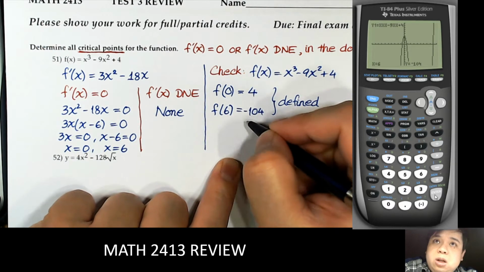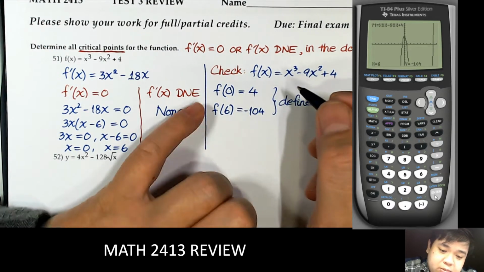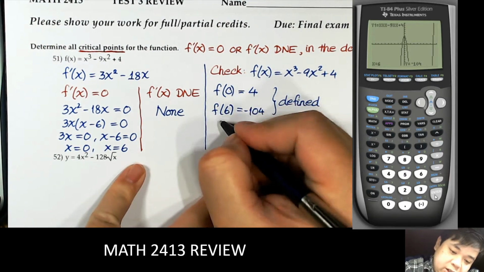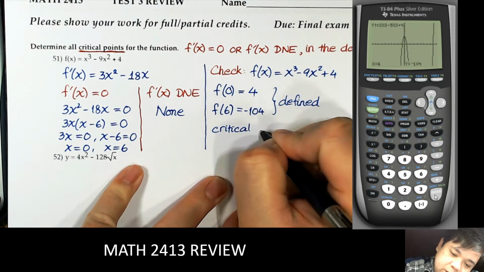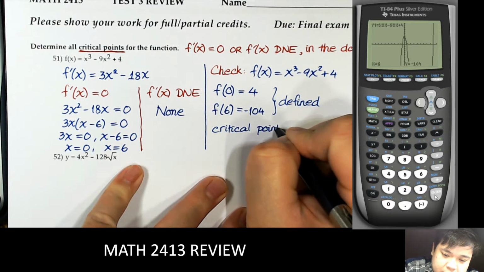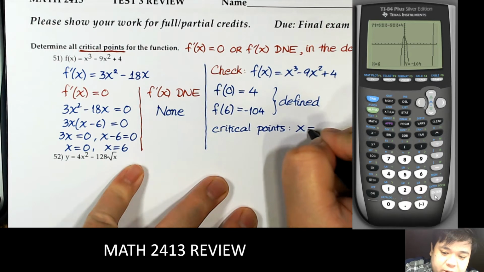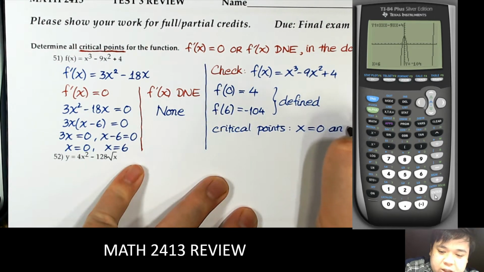Meaning the points belong to the domain. So we have critical points x equals 0 and x equals 6.